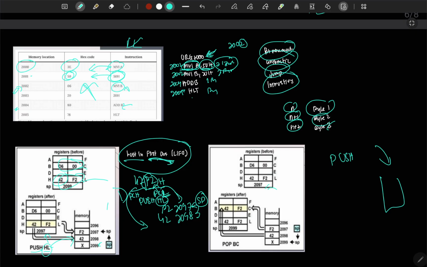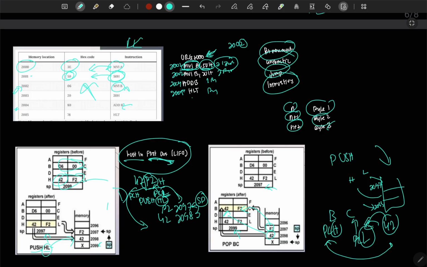Now our stack pointer shows that 2097, so 2097 should be popped out to low and 2098 to high, and the stack pointer should show 2099. So stack pointer shows 2099 and the F2 is in C and 42 is in B. Okay, this is for PC low, lower byte, PC high. So last in first out, last in was 42, it first out to lower, and the second one should be into higher. So this is how memory system works. We will be doing this in the assembly language sooner.